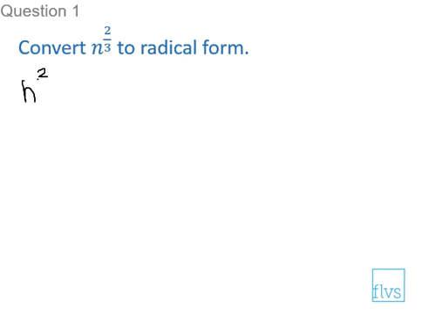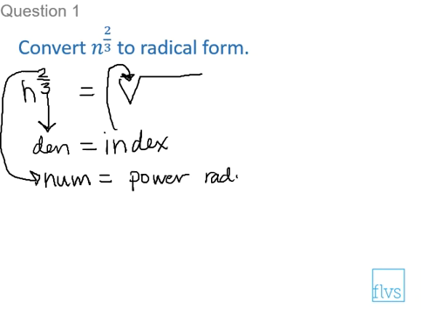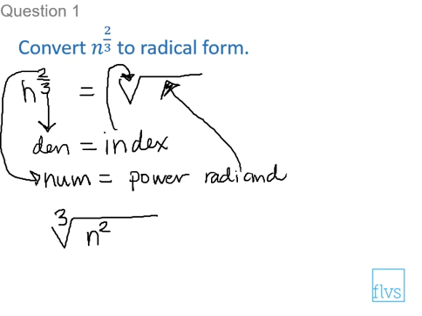So if we have n to the 2/3 power, we need to put it into radical form. The denominator is going to be the index, which goes up into this portion. The numerator is going to be the power of our radicand, which is inside. So to convert this, 3 again becomes our index, and then the 2 becomes a power inside our radicand.